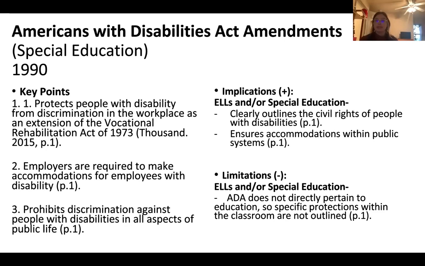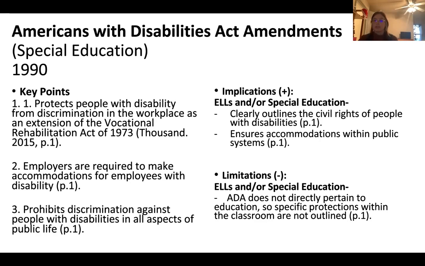The Americans with Disabilities Act was passed in 1990, and it pertains to special education. Some key points were it protects people with disability from discrimination in the workplace as an extension of the Vocational Rehabilitation Act of 1973. Employers are required to make accommodations for employees with disabilities because of this act. It prohibits discrimination against people with disability in all aspects of public life.